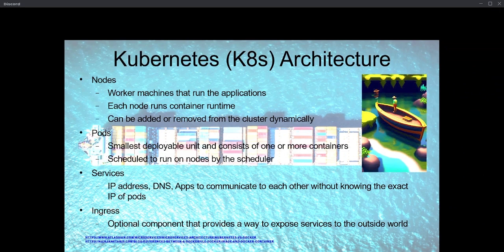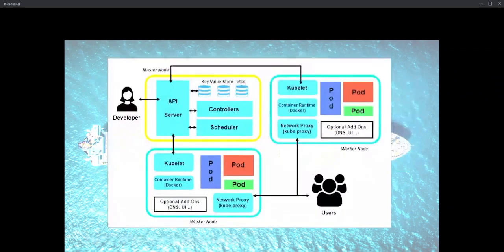Services cover IP addresses and DNS, so apps can communicate with each other without knowing the exact IP of the pods. And there's also ingress. It's an optional component that provides a way to expose services to the outside world. So you can have public and private facing services inside of Kubernetes.